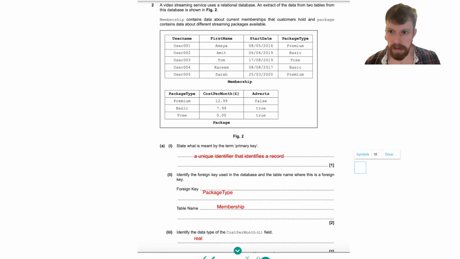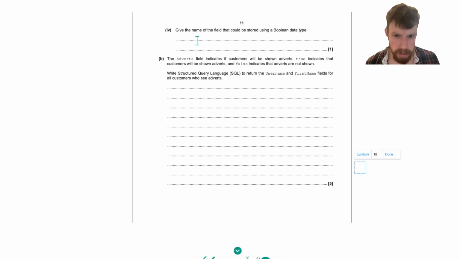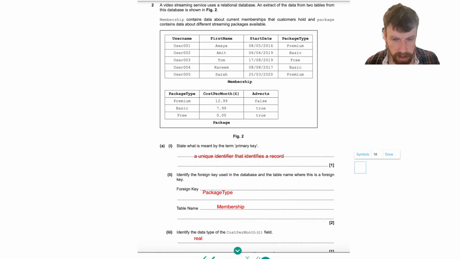Okay. Give the name of the field that could be used to store a Boolean data type. So let's go back onto there.